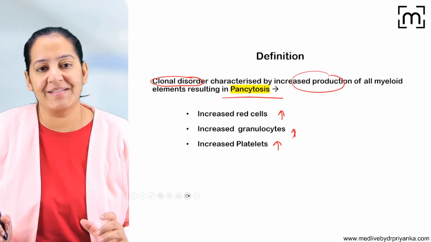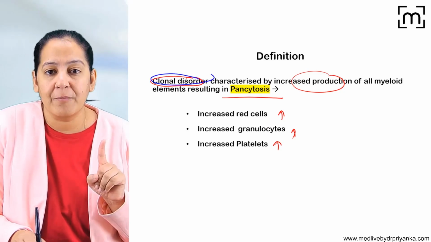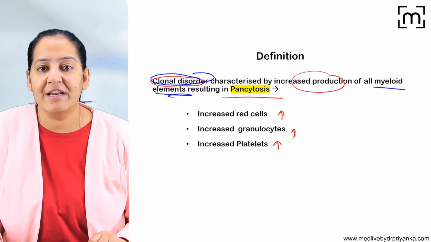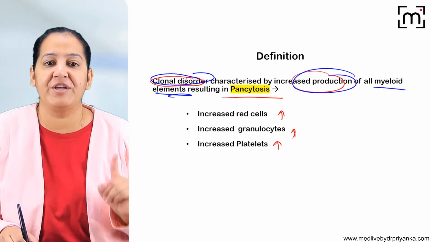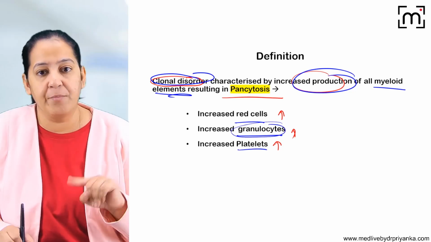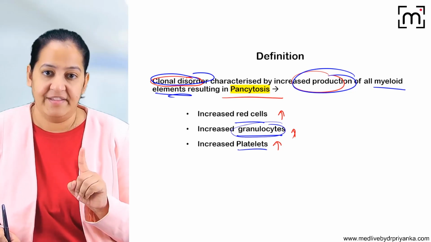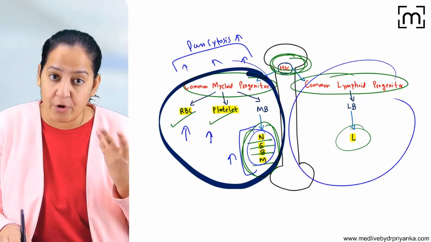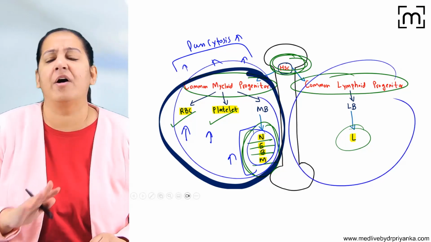So what is the definition of Polycythemia Vera? There is clonal proliferation of the myeloid elements. So there is increased production of all myeloid elements. So patients have more RBC, more WBC, among the WBC mainly granulocytes, and more platelets. Not the lymphocyte, because lymphocyte is formed from the lymphoid origin. Here the myeloid origin elements are more in number.